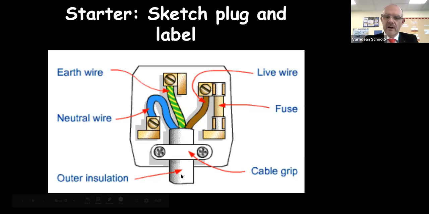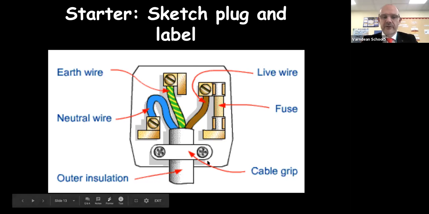The reason that they are covered in plastic is that that is a really good insulator, and that protects you. The plugs generally are made of plastic because that is tough, durable, and an insulator and doesn't conduct electricity. The cable grip is there for safety. It stops us pulling the wires out.